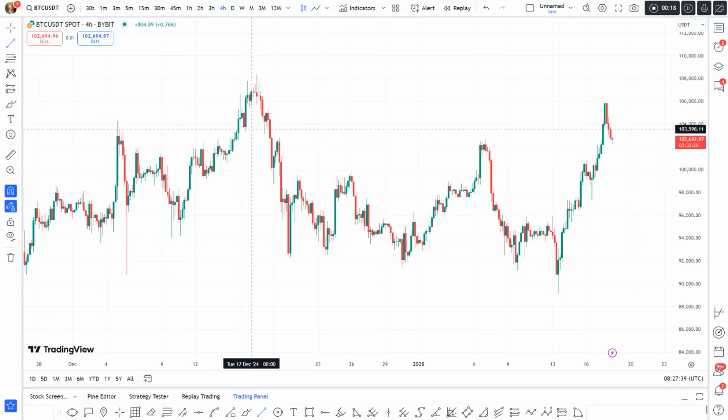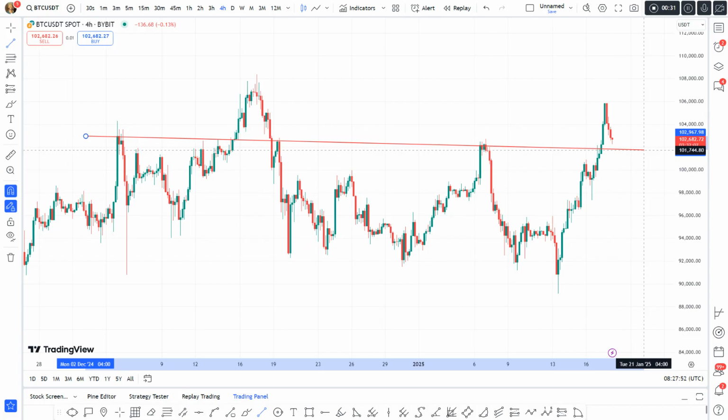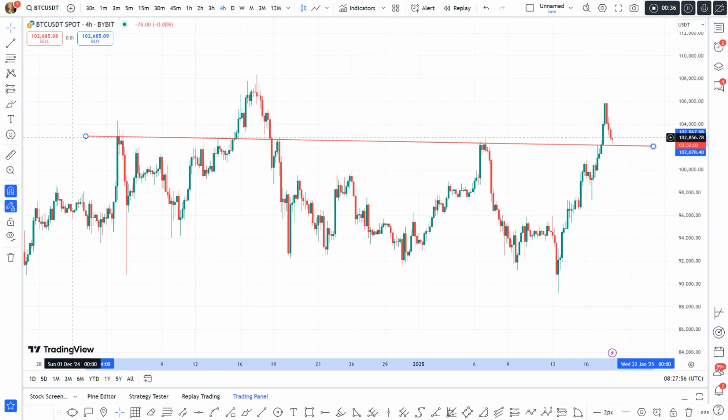Break of structure, retest, retest, retest to a broken demand floor, and price returns at 102,216, and it's buying from there. This is the structure of the market.